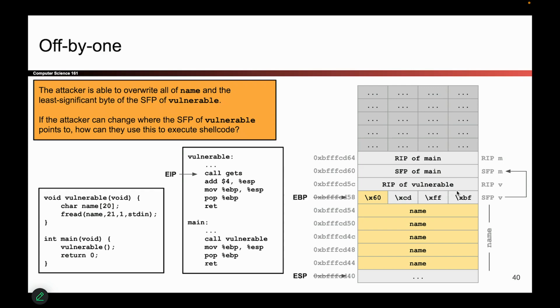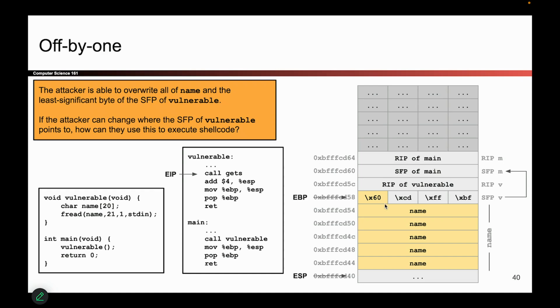So to make another long story short, the SFP, because it holds the value that's going to go in EBP, is a convenient way to orient yourself on the stack and to help the program find other values on the stack. And one value that I really care about finding is the RIP, because that's the value where if I overwrite it, I can probably make bad things happen.